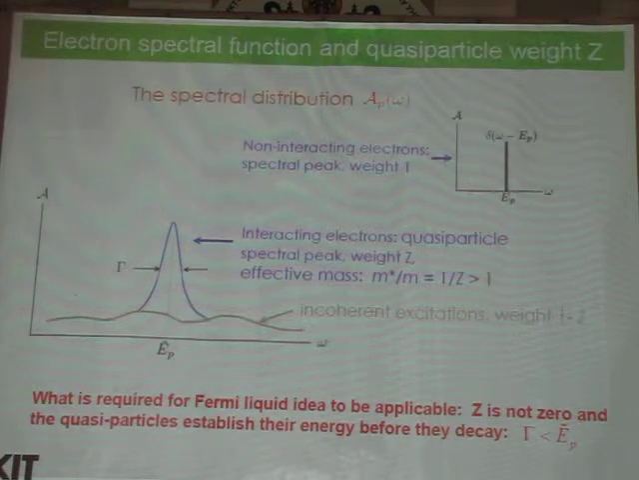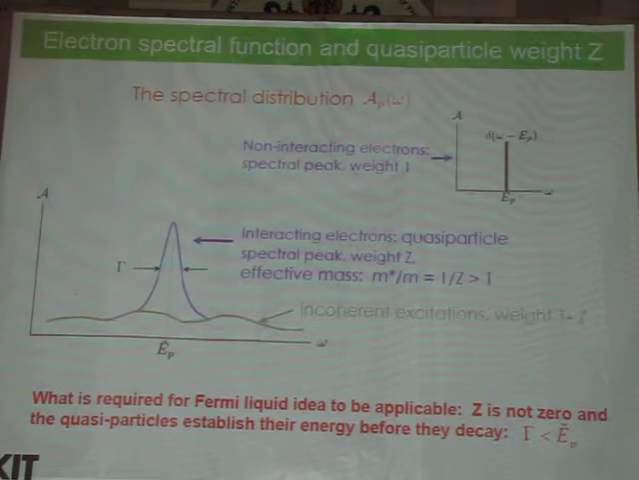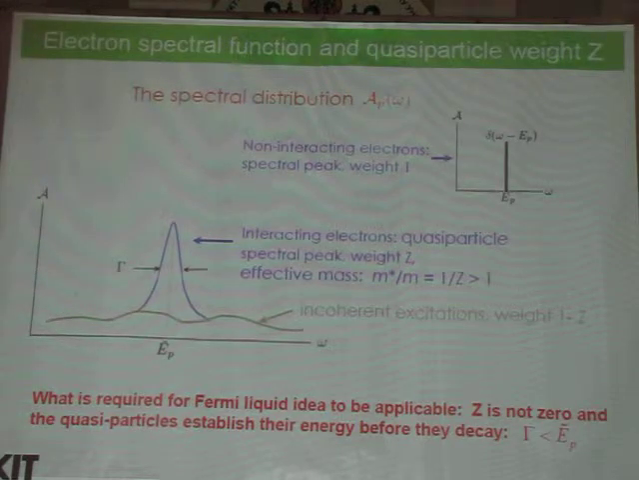Because we will later come to a situation where the decay of the Landau quasi-particle is much stronger than what I discussed so far. Let me say here that what is required for the Fermi liquid idea to be applicable is that the quasi-particle weight is non-zero. That's clear. We have to have a peak here. And that the quasi-particles establish their energy before they decay, so that gamma should be less than the renormalized energy. If that's the case, we have quasi-particles, and we can work with the quasi-particles, even if these quasi-particles are no longer the old Landau quasi-particles, but we are in what's called a non-Fermi liquid regime. Okay, but that's good to keep in mind.